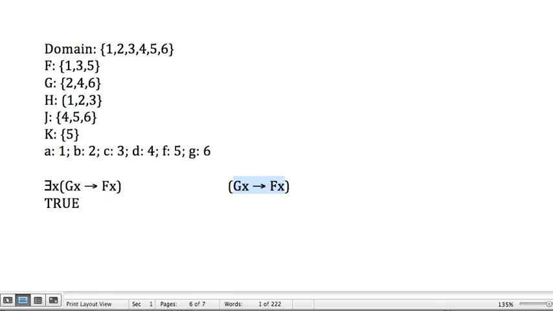But that's not right. Take something that's not a G. Take the number 1, for example. In fact, we'll just take its name and plug it in here and see what we get. What we see is that GA arrow FA is true. Why is it true? Because GA is false.